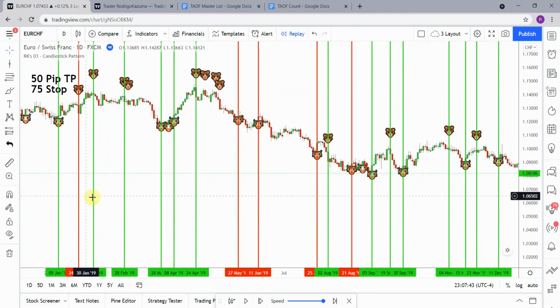Let's go ahead and count out our winners and see what we get. So we have 1, 2, 3, 4, 5, 6, 7, 8, 9, 10, 11, 12, 13, and 14. 14 total winners. That is a really decent win rate. That is not bad at all.